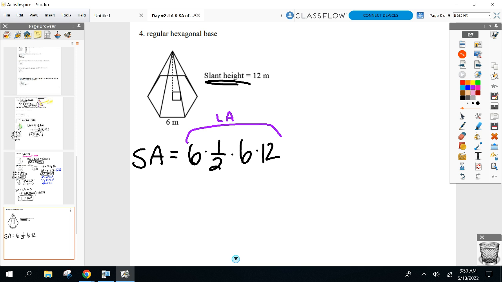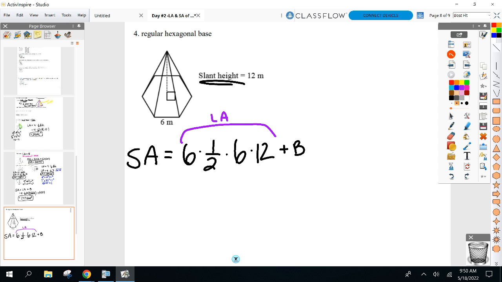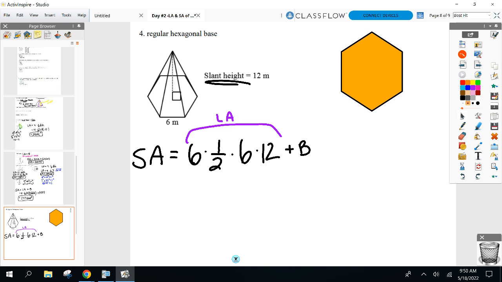Now comes the tough part, right? Now I have to add in the area of that base, which is in what shape again? Hexagon. Ooh, yeah, we got to review how to find the area of a hexagon from last unit. I'm not skipping it. Okay, how do I find the area of this hexagon that's got a side of 6 meters? Let's dig deep and review.